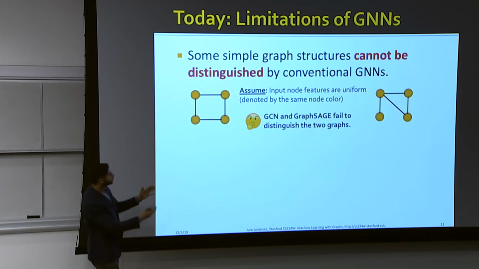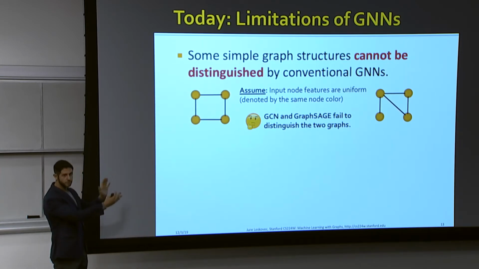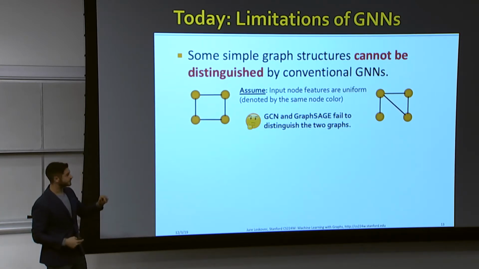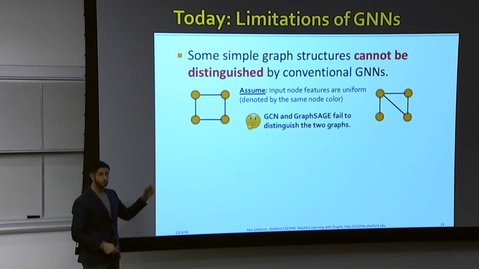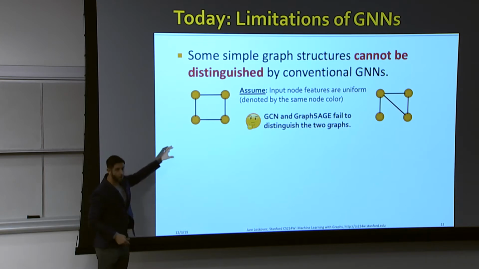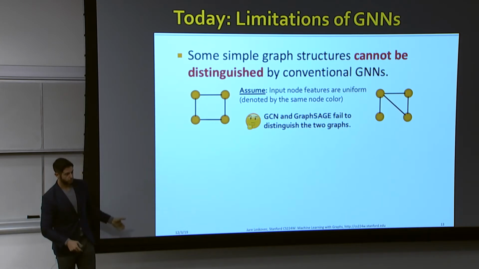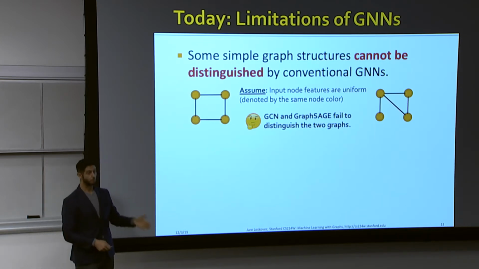Then can a GNN distinguish between these two small graphs? And the answer is, at least for GCN and GraphSage, they will fail to distinguish the two of them, okay? And we're going to see why this can be a problem, especially for downstream tasks, let's say when we try to do graph classification.